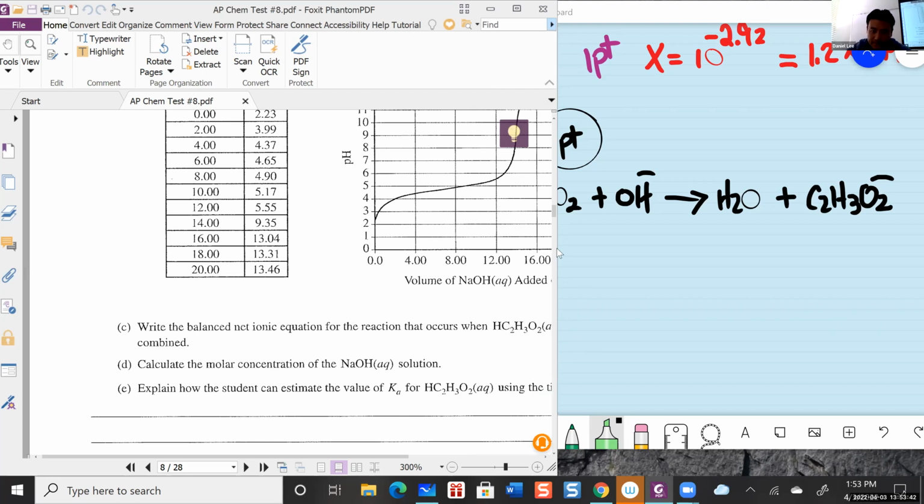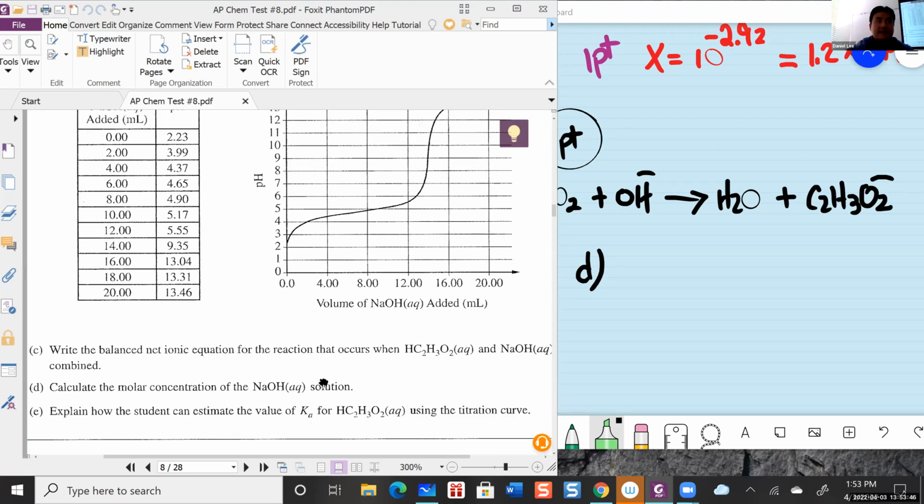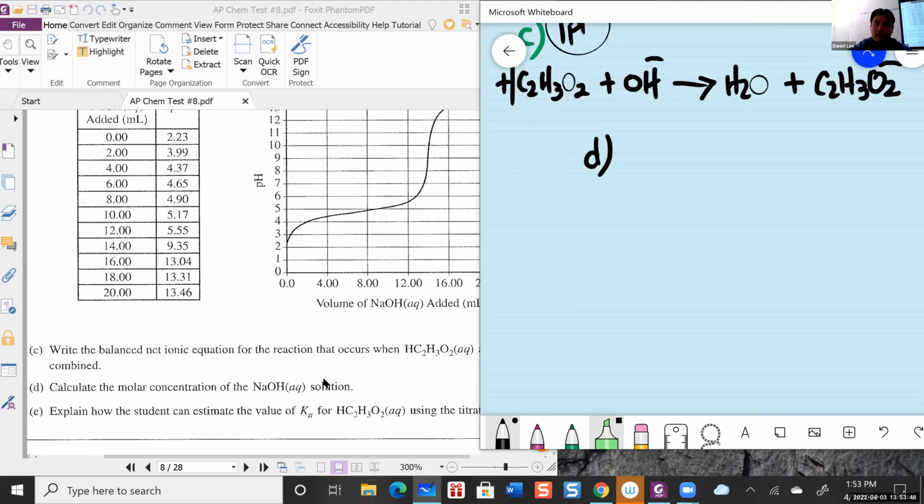Okay, part D. They want you to calculate the concentration of sodium hydroxide. That is the definition of equivalence. Because we know where the equivalence is right here, right? And I said that the equivalence pH is about here. That's when the graph is most vertical. So you must have added 14 mL of sodium hydroxide to reach what we call the equivalence point. So this question is based on that.